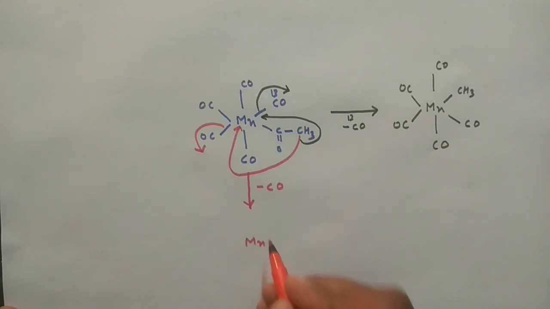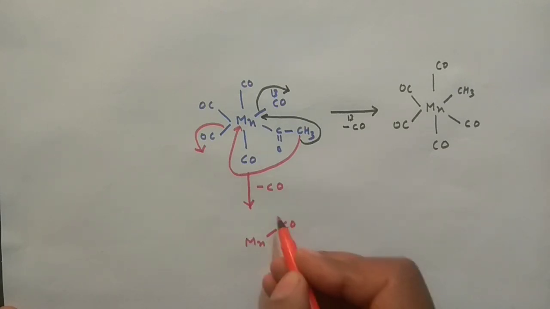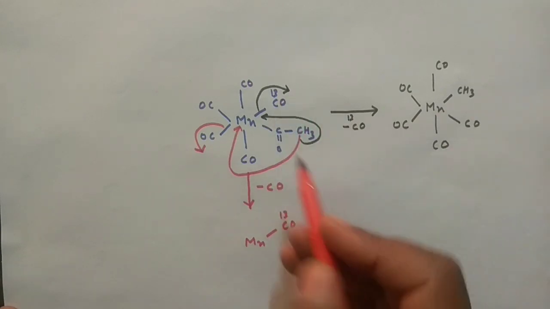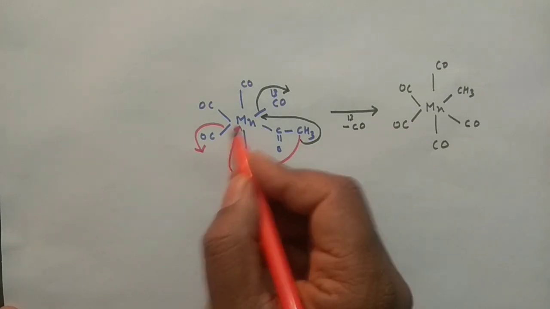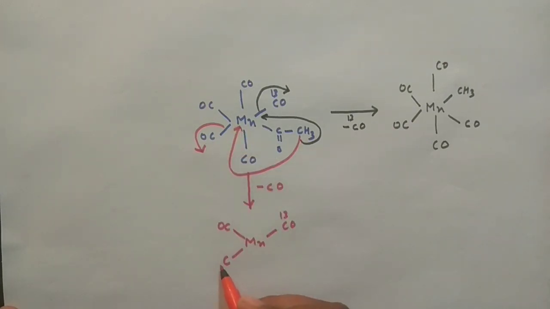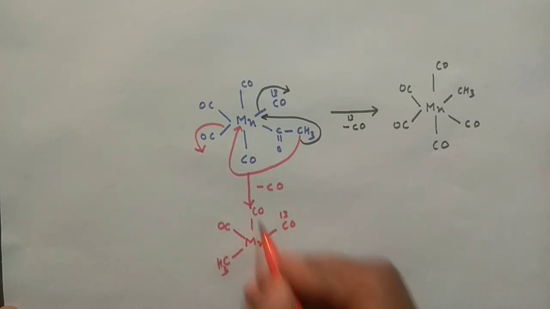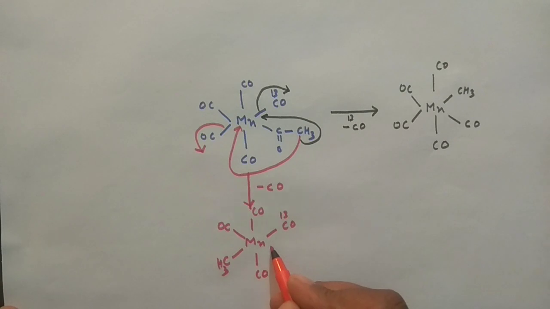Manganese in the center, carbonyl with labeled carbon because it is here, and then this is carbonyl, and this methyl has migrated here. It will take the position of this carbonyl. This is one carbonyl, this is one carbonyl, and this is another carbonyl. So this is my second product.